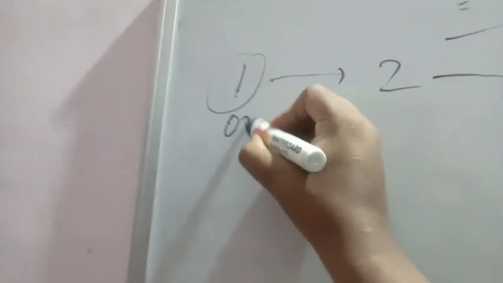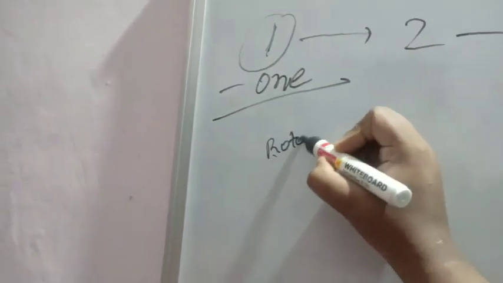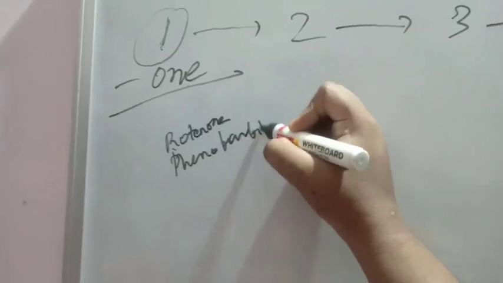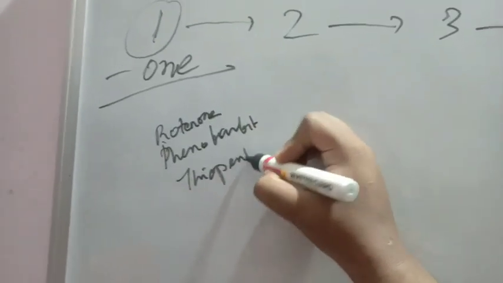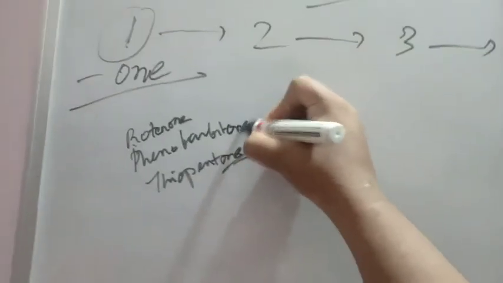Okay, the first mnemonic which I want to give you is that 1 is for 1. So anything which ends with 1 is a complex 1 inhibitor, like say rotenone, phenobarbital, thiopentone, or thiopental, you can convert this word aldehyde, you can also write it as a ketone, thiopentone, phenobarbital. Okay, so that is 1 is 1.